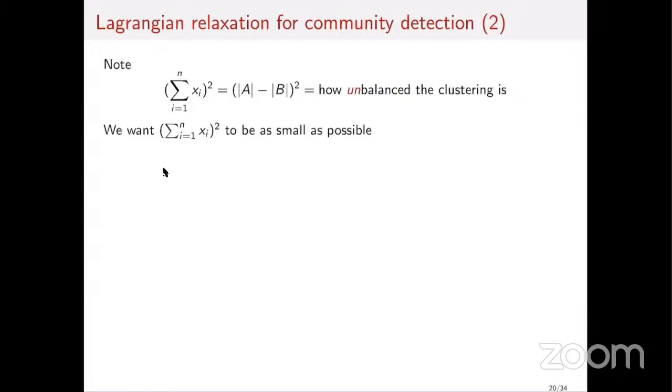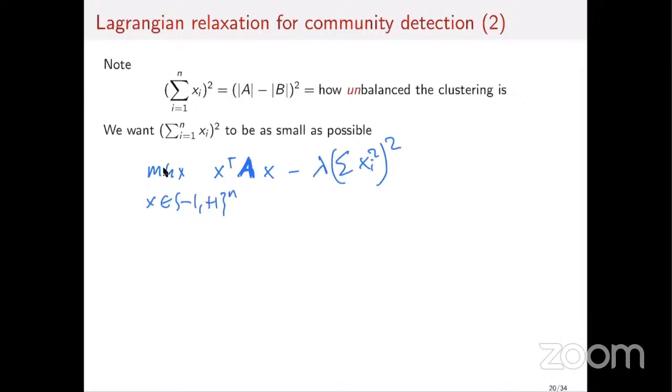If the sum of Xi is equal to zero, then it's perfectly balanced. I have as many nodes in A as nodes in B. If it's equal to one or two and so on, it's a little bit unbalanced, but I don't want the sum of Xi squared to be very large. So one way to solve my clustering problem is to maximize X transpose AX, where A was my adjacency matrix, minus a certain lambda times the sum of Xi squared, and here X has to be in minus one, plus one to the n.